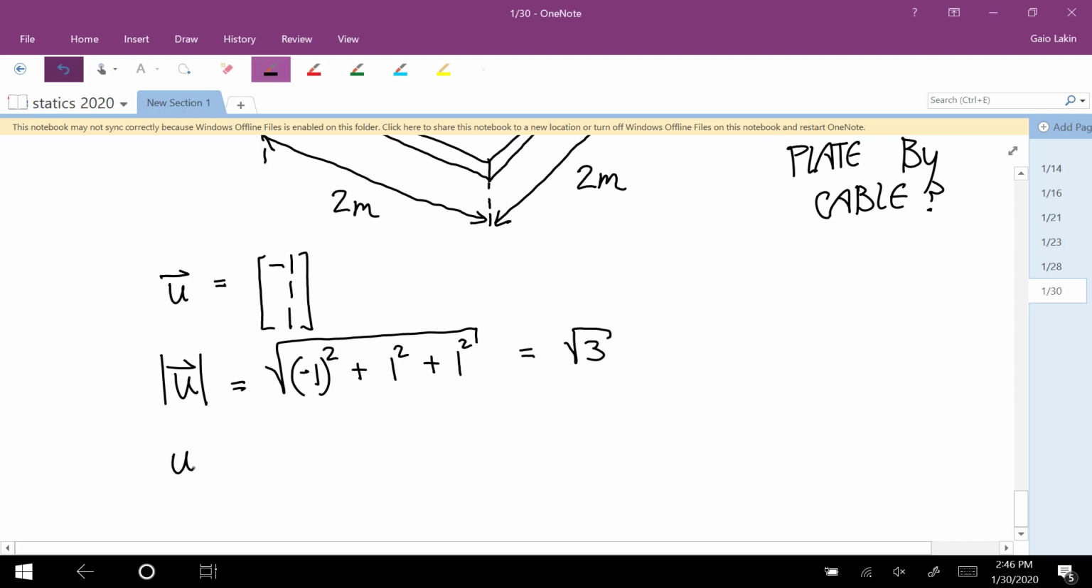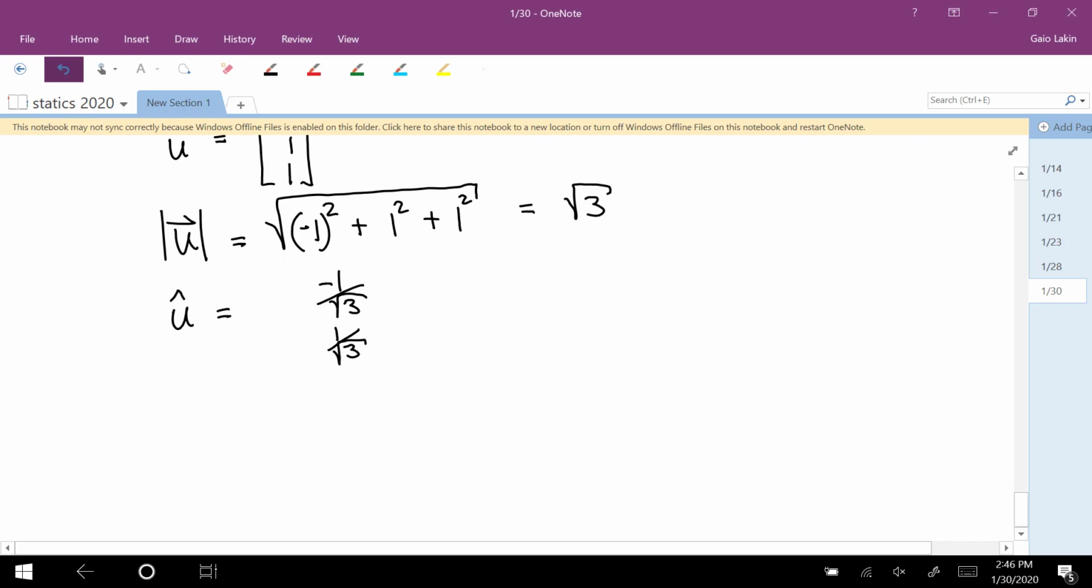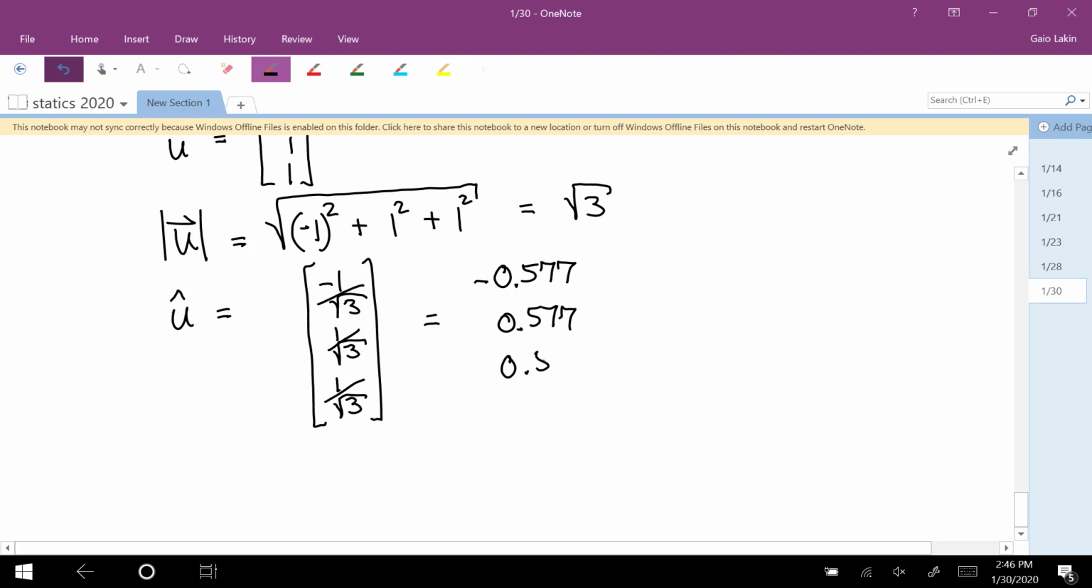And now the unit vector that we want is -1 over √3, +1 over √3, +1 over √3, which I think I remember is 0.577, something like that. So we have -0.577, +0.577, +0.577. Okay, so that's a unit vector in the direction we want.